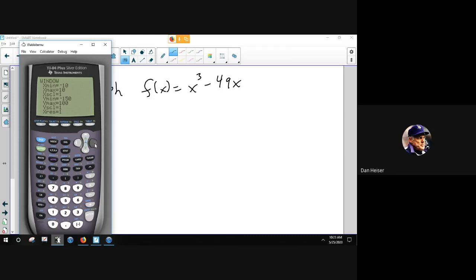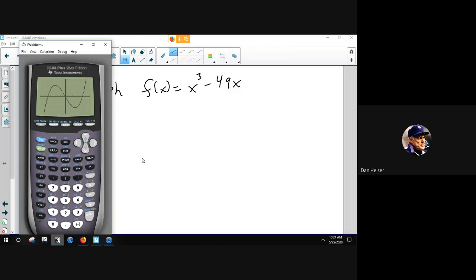Maybe 150. See what that does. There we go. Now we can see our cubic function. So if we had to sketch this graph, now we can at least see the whole picture. And we could even zoom out even more if we wanted to. Let's go negative 200, positive 200. See what that does. A little better. Now we can at least see the whole thing.